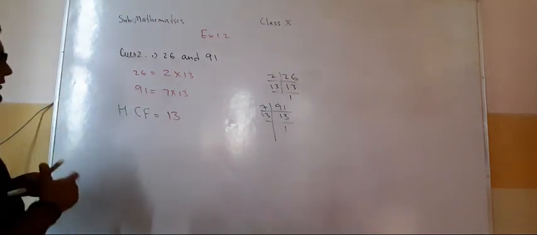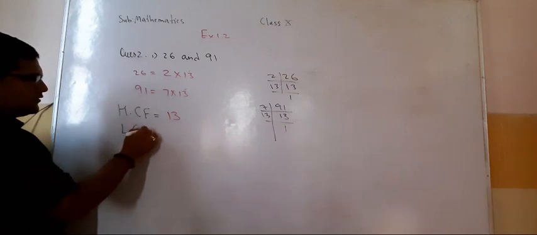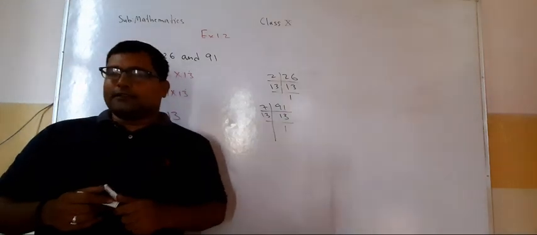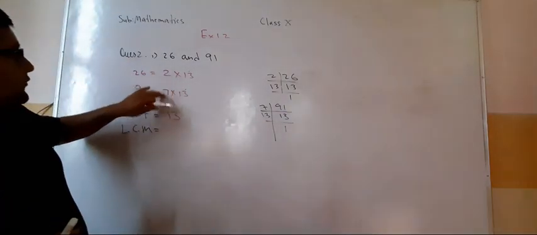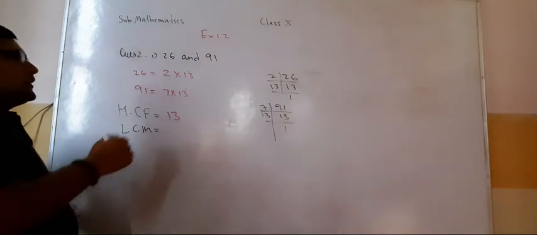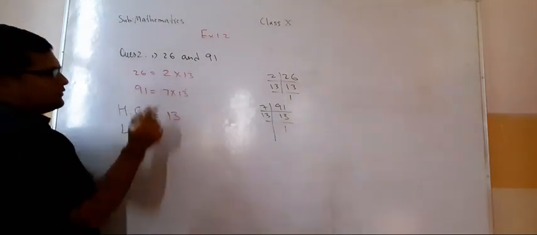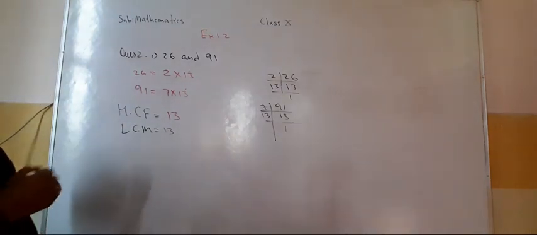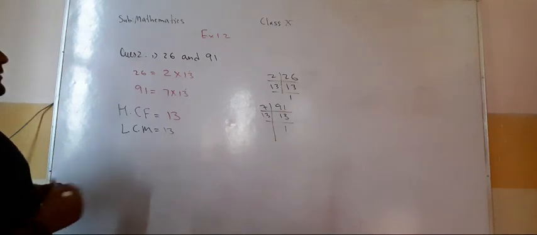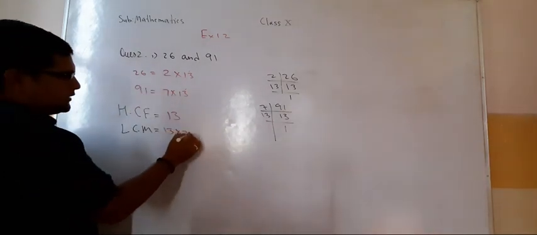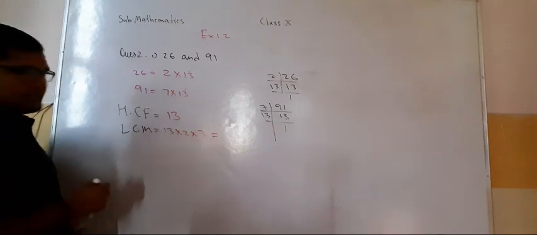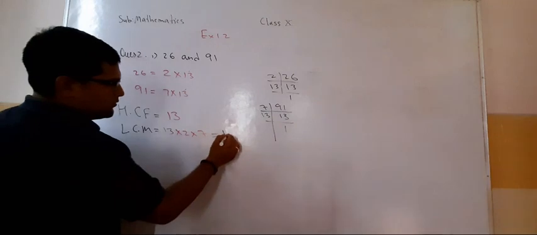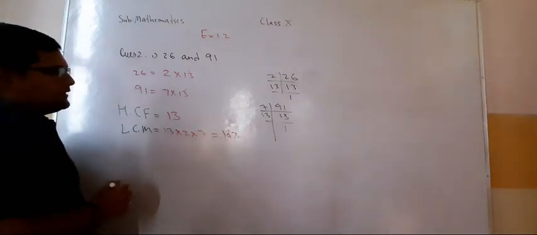Now for the LCM, we have to take the common number having greater power and the remaining numbers. The common number is 13, and the greatest power is 1, as both terms have power 1. So 13 remains as it is, and the remaining numbers are 2 and 7. So 2 into 7 into 13. The LCM of these two numbers is 182. When we multiply these three terms, we get 182.